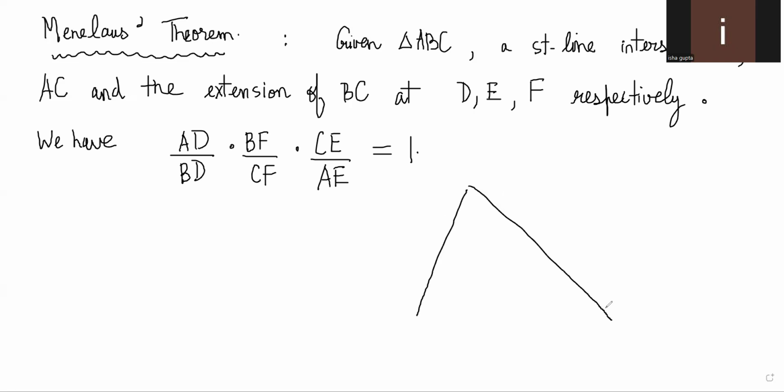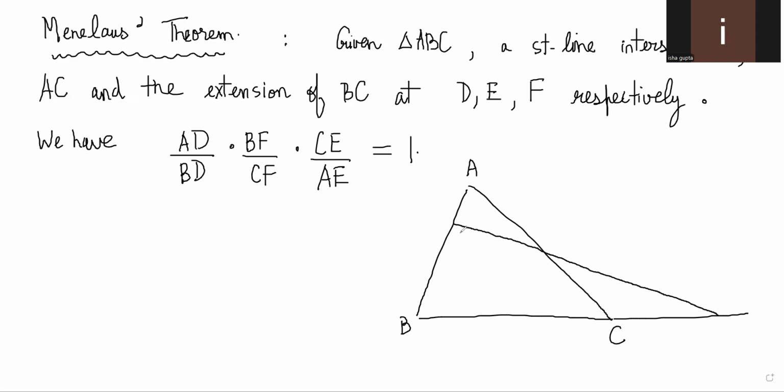So let's see. A, B, C, and extend this BC side a little bit. And we have a straight line like this, okay? So the straight line cuts AB at D. It cuts AC at E. And it cuts the extension of BC side at F. So basically, the condition of the theorem is that there is a straight line like this that cuts all three sides, two of them inside and one of them outside the triangle, right? Then we have this condition.